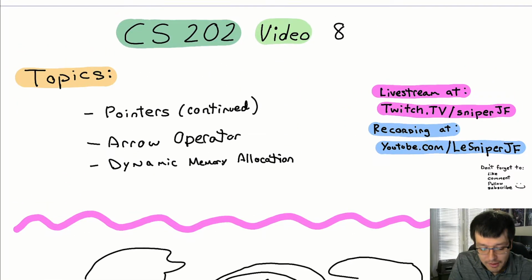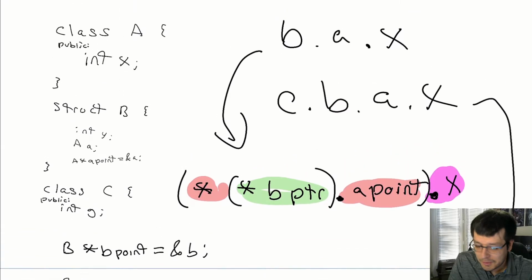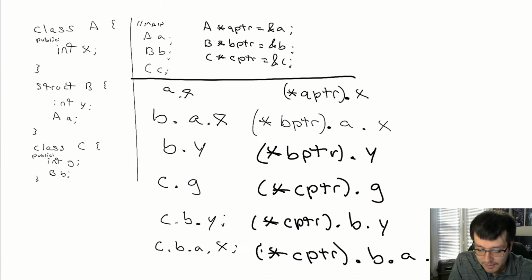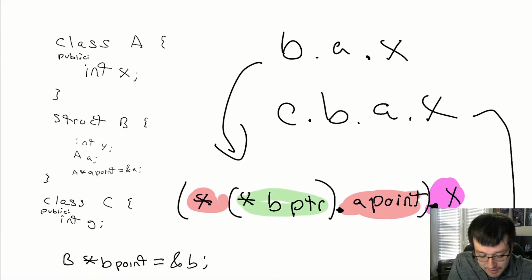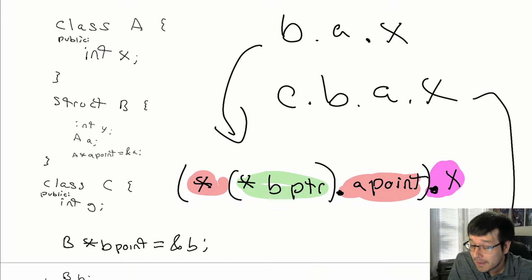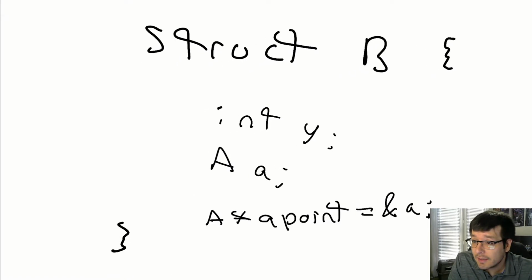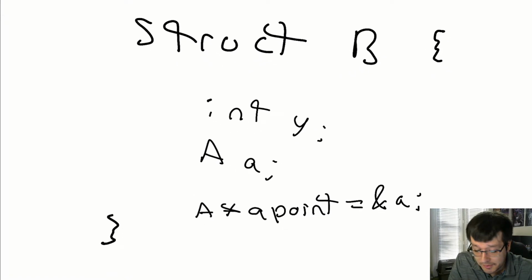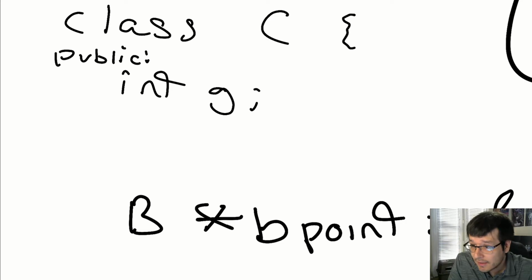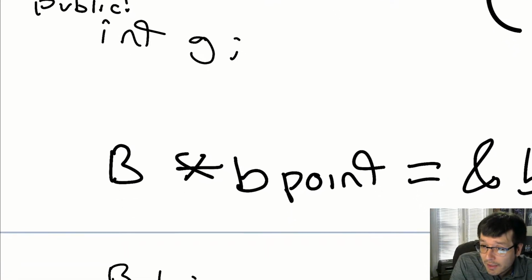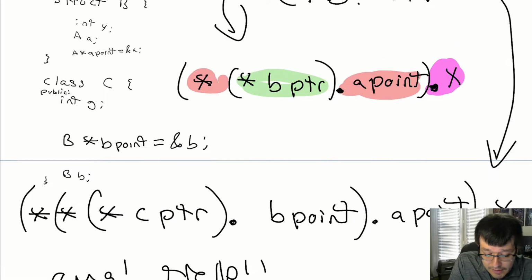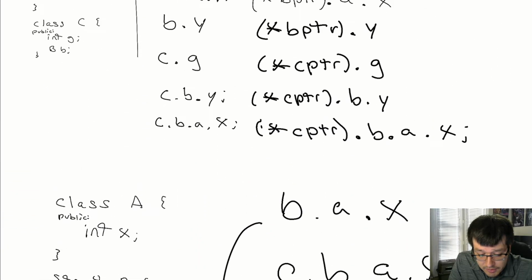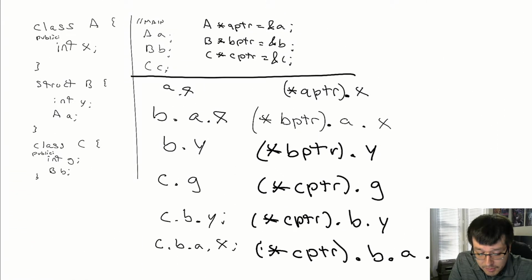Well, let us go ahead and rehash what I did last time. We were talking about pointers, right? And we said, okay, what if we have a class A that has an integer X? And then what if we have a struct B which has a pointer to a class A? And then what if we have a class C that has an integer but also has a pointer to a class B? And then of course in main, we make a pointer of class C called C pointer, right?